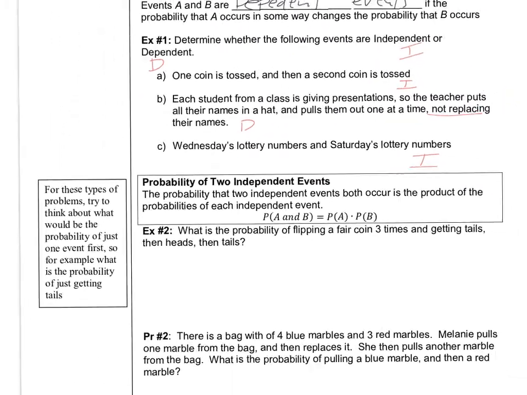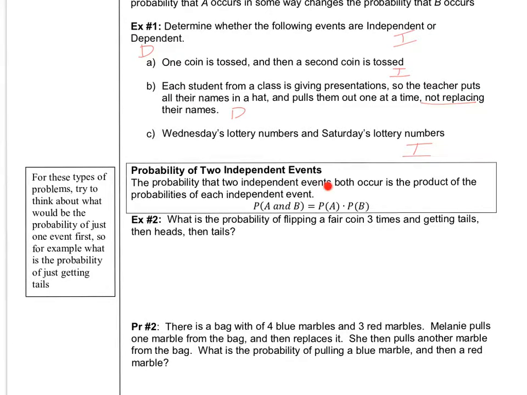All right. So let's talk about the probability of two independent events. The probability that two independent events both occur is the product. Remember, product means multiply. That's why I have the little dot there. The product of the probabilities of each independent event. And an easy way to think about these is try to think about what the probability of just one event is first. Before you try thinking about the whole thing, just think about one thing at a time. So for example, what is the probability of flipping a fair coin 3 times and getting tails, heads, then tails?